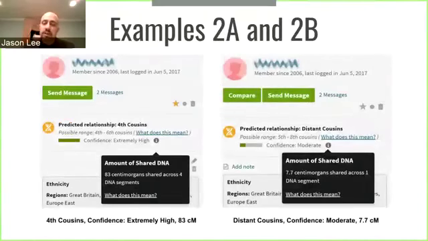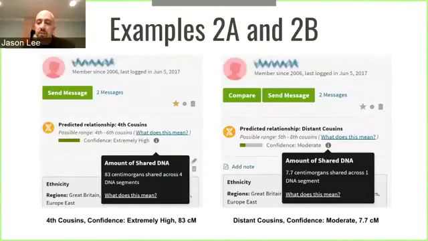So now we can move on to example 2, and this is a two-part example. In one of these examples, we have an 83 centimorgan match, and Ancestry is predicting that this match is a fourth cousin relationship, and Ancestry is predicting this fourth cousin relationship with extremely high confidence. You can see in fine print that they're saying that there's a range. It could be anywhere in the fourth to sixth cousin range, but they're apparently extremely confident that this is a fourth cousin relationship.